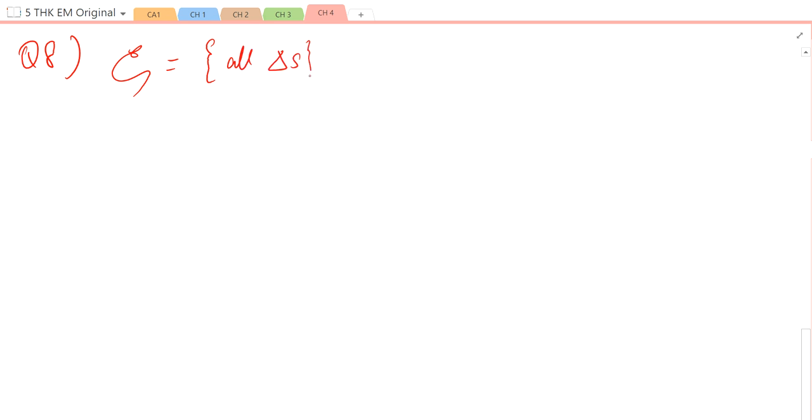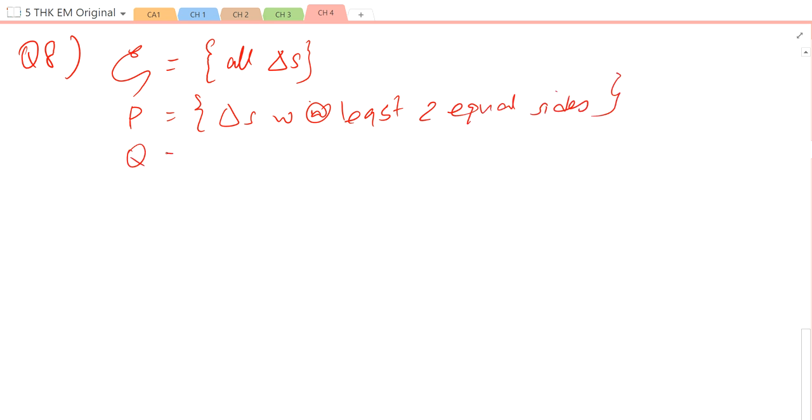All triangles. That's our universal set. P will be triangles with at least 2 equal sides, and Q equals to triangle with 3 equal sides. First, do you understand set Q? Do you understand what set Q means? It is a set of triangles that are equilateral. Excellent.